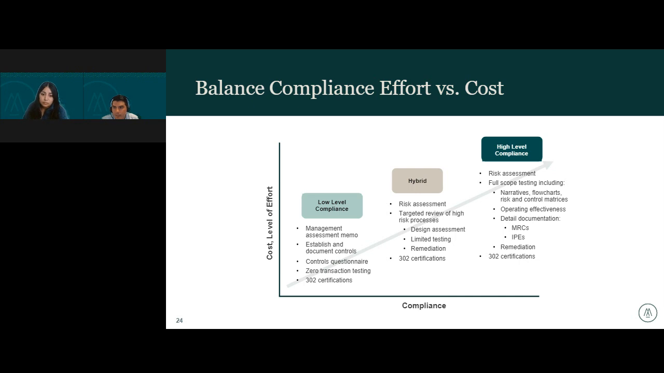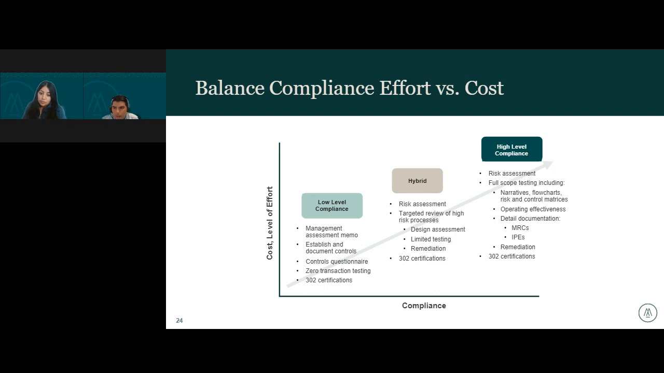And on the other side of the spectrum, we have the high level of compliance, full scope. This happens when companies are looking to be compliant with 404B, where you need to understand what external auditors are looking for when they are performing their testing. Companies ensure robust documentation and testing around those key areas external auditors are looking for. So we have the detailed risk assessment, full scope testing, documentation and narratives, flowcharts, RCM, operating effectiveness testing, concentration around those levels that auditors are looking for, as Pamela previously described, MRCs, IPE, remediation, 302 certifications.